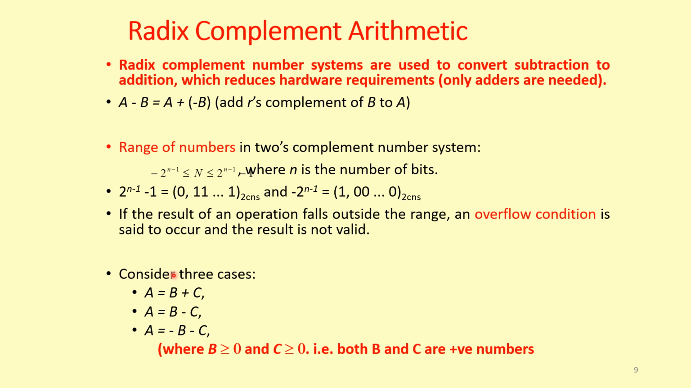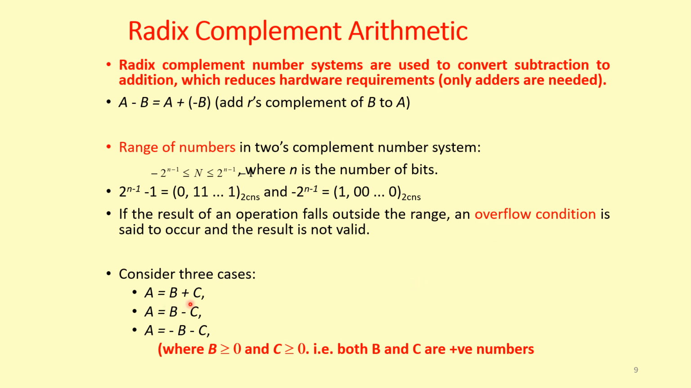So when you are doing arithmetic, you have to pay attention to whether the result falls within the range that the number system can represent. If the result of an operation falls outside the range, the overflow condition is said to occur and the result is not valid. That means if you consider still n bits of result, it's a wrong result. So the remedy is to increase the data width. We'll be considering these three cases for overflow detection.